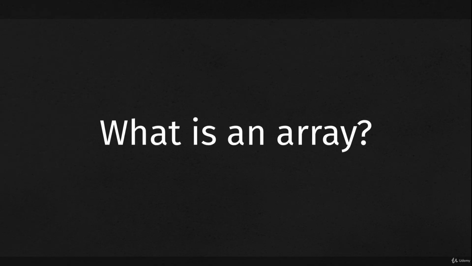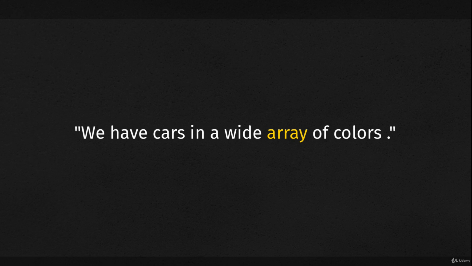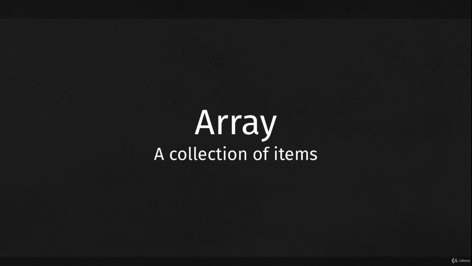So what in the world is an array? Well, let's ask ourselves, in the English language, how would we use the word array? For example, a car dealership might say that they have cars available in a wide array of colors. And that just means they have a lot of available colors. So when we hear the word array, just think of a collection. It doesn't matter what the collection is of, just that there's a collection made up of multiple items.